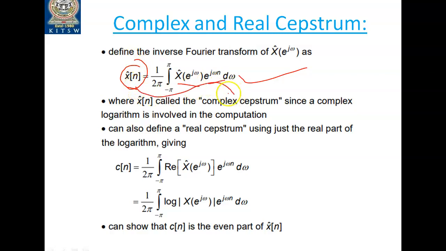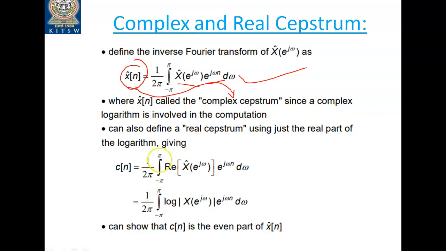On what basis am I telling this? It is because the complex logarithm is involved here. Therefore we are calling that a complex cepstrum.